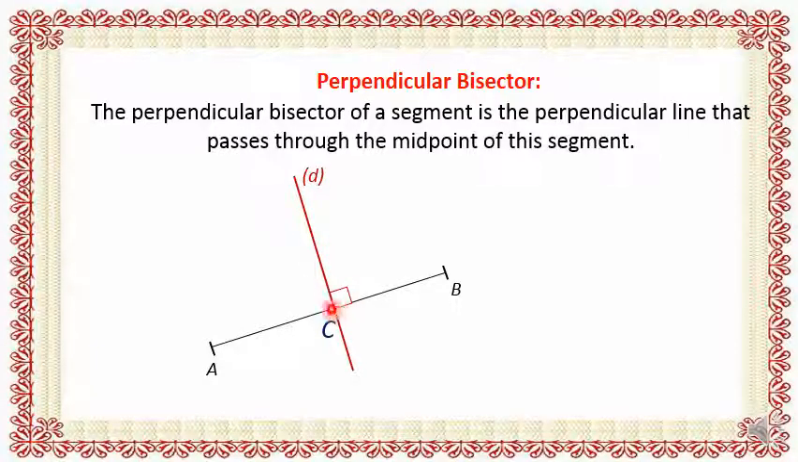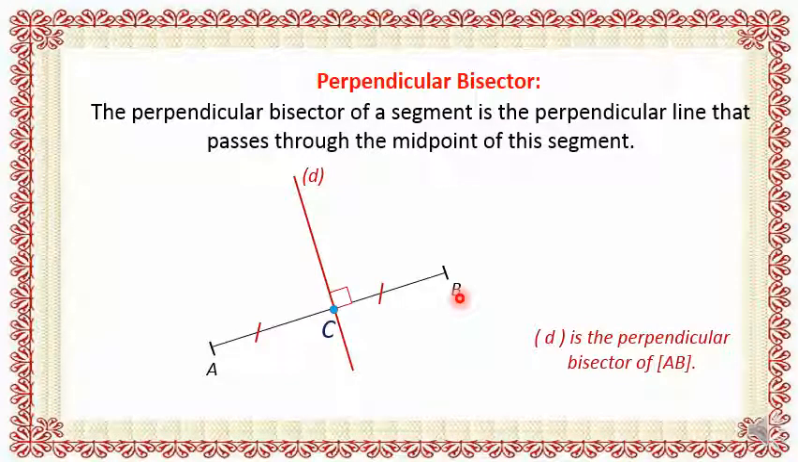Perpendicular bisector passing through the midpoint of segment AB. As you can see, C is the midpoint of AB. AC is equal to CB. In this case, D is the perpendicular bisector. D is a line which is a perpendicular bisector of segment AB.